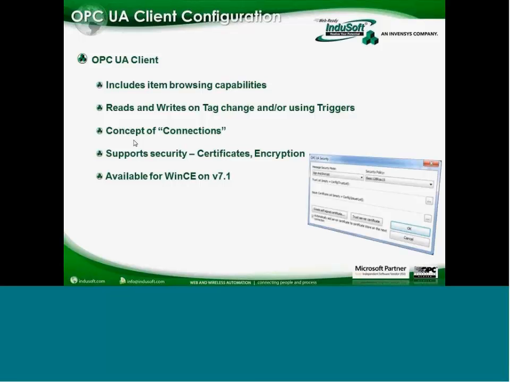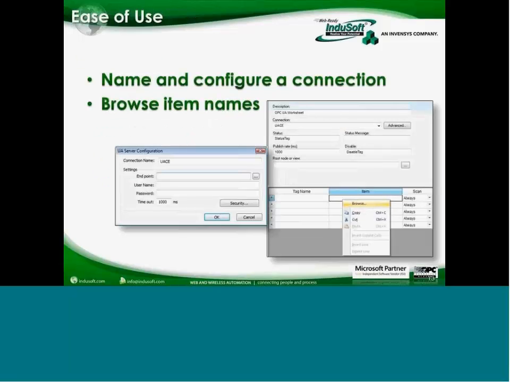So basically you create a connection, and then when you create a worksheet to communicate to that connection, if you have to change the devices or have to change what you're communicating to, all you have to do is create another type of connection, and you can completely change what you're talking to in your infrastructure very easily. It does support security, both encryption and certificates, and it is available on Windows CE on our version 7.1 that's been out for a while now.